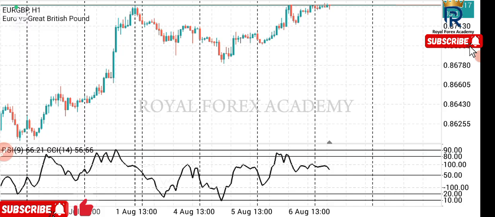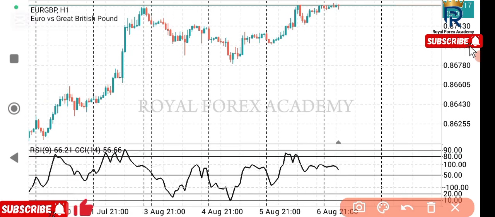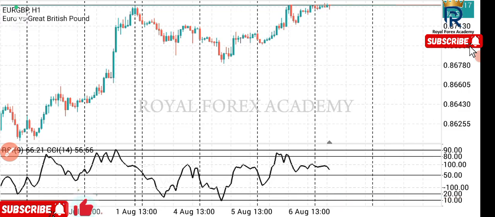This has nothing to do with the application of saying that when price is at the 20 to 10 region is an oversold, or when price is at the level of 90 and 80 region it is an overbought. Now that is a wrong way to apply the indicator. If that is the wrong way, then what is the right way?